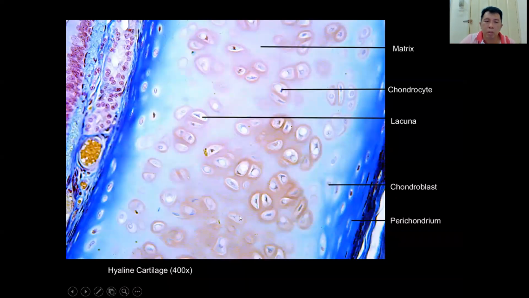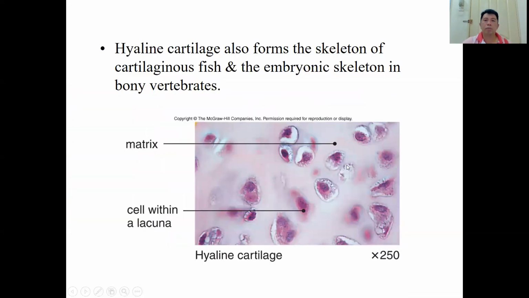In hyaline cartilage you can see the lacuna, and within the lacuna there are chondrocytes within the matrix. Do you know what a chondroblast is? It is the starting cell that forms the matrix, and the chondrocyte maintains it. Hyaline cartilage also forms the skeleton of cartilaginous fish and the embryonic skeleton in bony vertebrates.